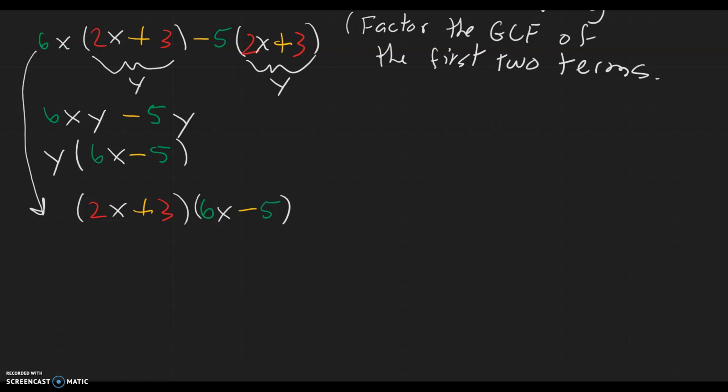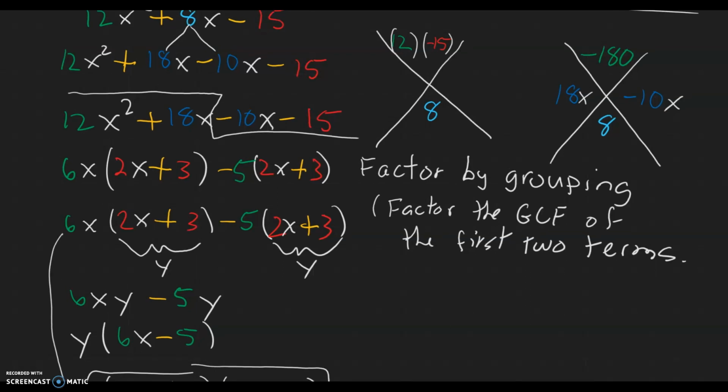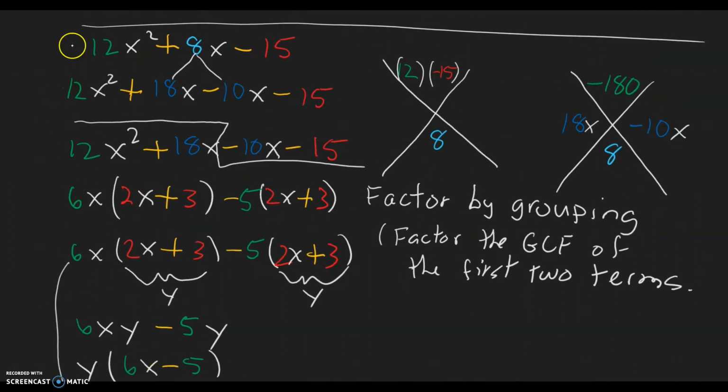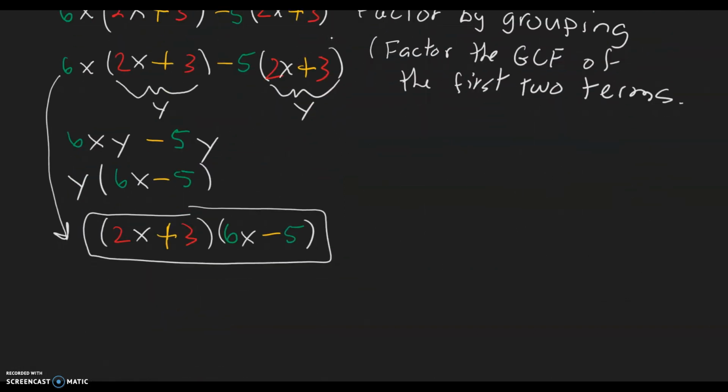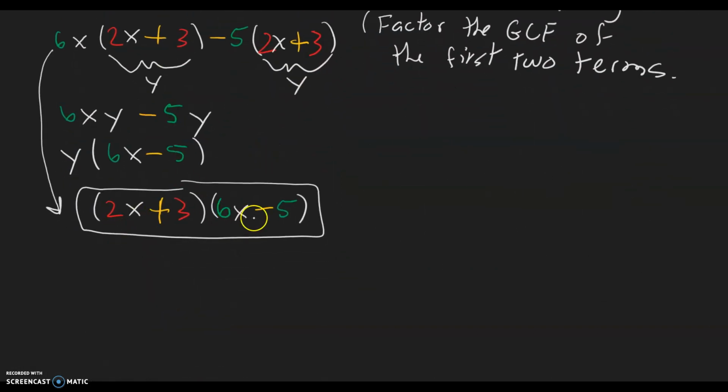And let me make this plus sign a little bit better. So that is the original quadratic trinomial that we started with way back here, right up here: 12x squared plus 8x minus 15. It's factored to 2x plus 3 times the quantity 6x minus 5. Now, the 2x plus 3 and the 6x minus 5 are actually called linear factors. There's two of them, and they're binomials.